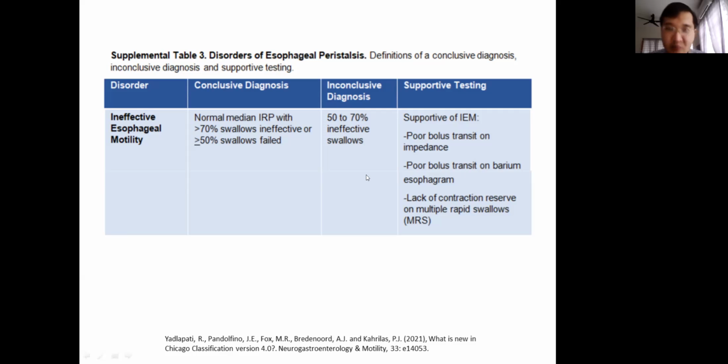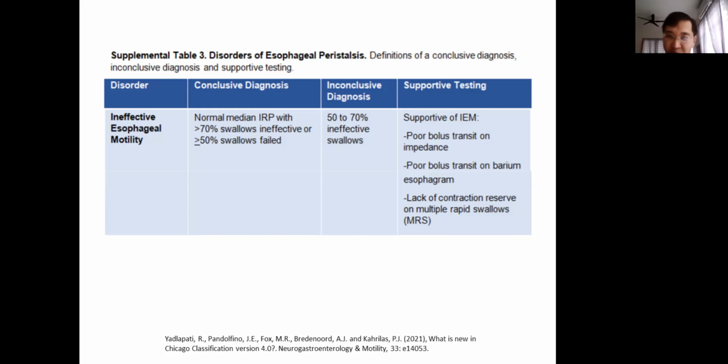So these are the patients who satisfy Chicago 3.0 criteria for ineffective esophageal motility, but no longer satisfy the Chicago 4 criteria. So you need further supportive testing to come up with a diagnosis of IEM. So poor bolus transit on impedance. A lot of times, assuming we are not using the old water perfused systems, if you are using a solid state system, then we can look at the bolus transit and decide based on impedance whether there's bolus clearance or bolus retention.